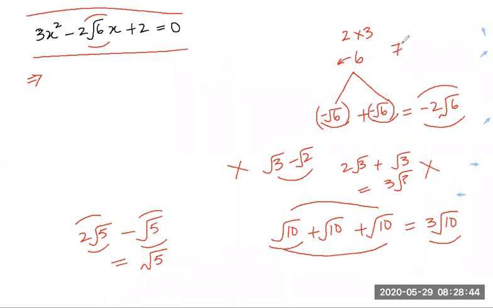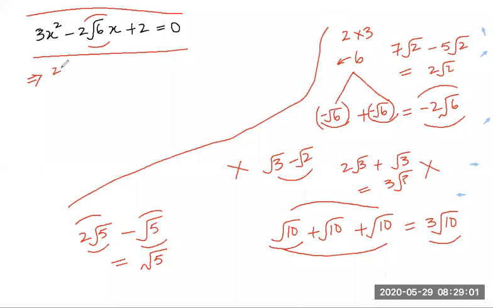What is 7 under root 2 minus 5 under root 2? Can anyone tell the answer? Yes, sir, it's 2 under root 2. 2 under root 2. This is how you do it, don't worry about anything.